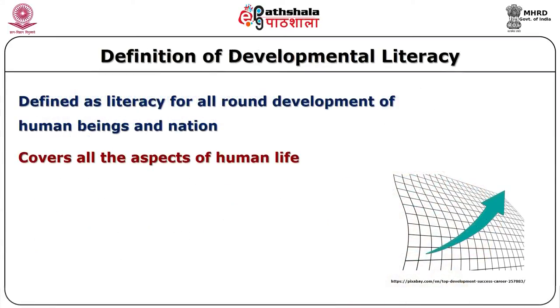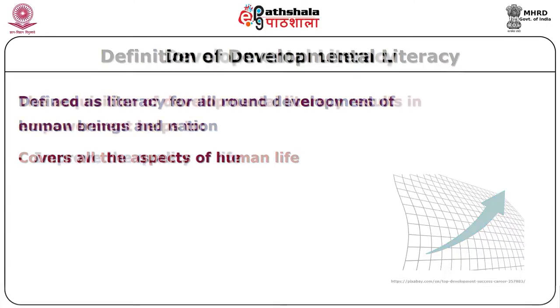In National Literacy Mission, the definition and the concept of adult education changed from functional literacy to developmental literacy. Here, literacy was defined as all-round development of human beings and the nation. Thus, it covers all the aspects of human life. While implementing National Literacy Mission programs, two approaches were selected. One was implementation of total literacy campaign, which was followed by post-literacy program.